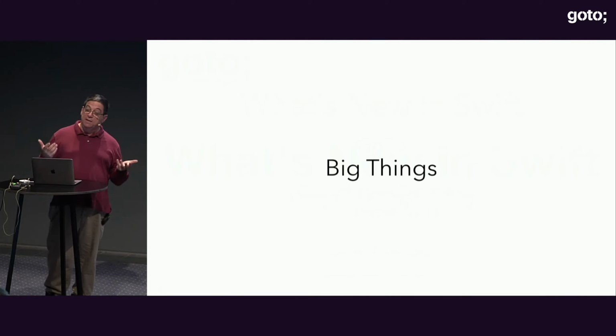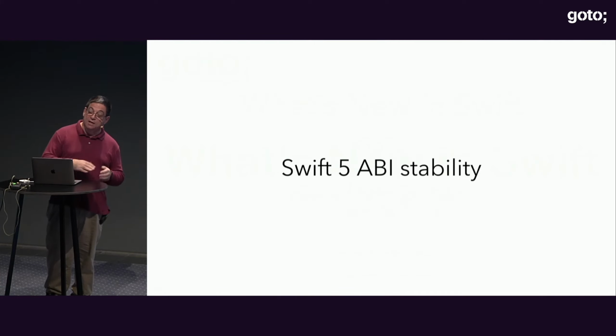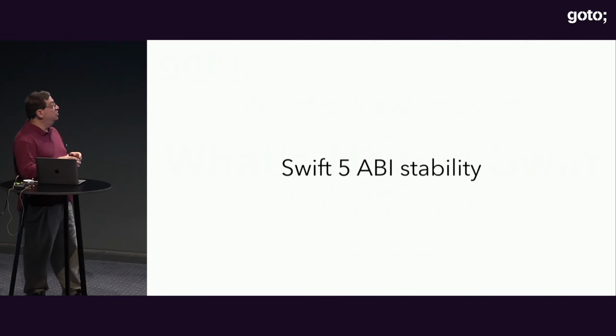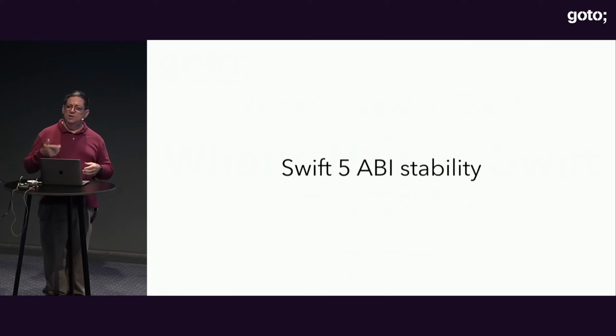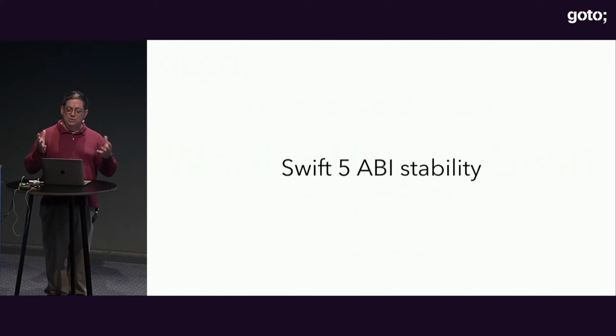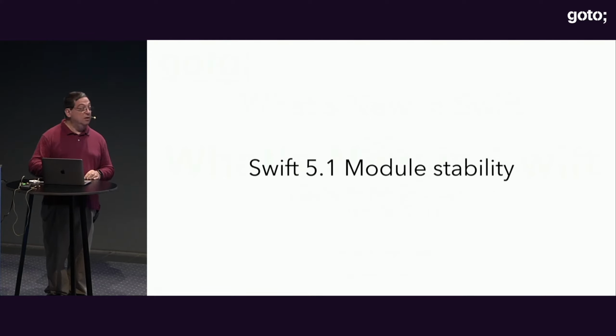Of course, there are the really big things we've seen in the last year, like ABI stability, which doesn't mean so much to us day to day, but if you have time to read what went into it, it's kind of cool. It's the memory layout and the interaction with C and all the things that needed to happen. And then, of course, this year we got module stability.